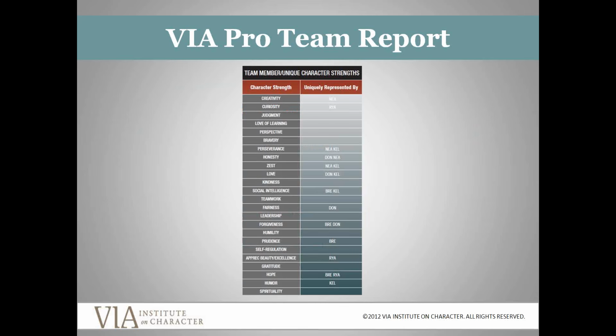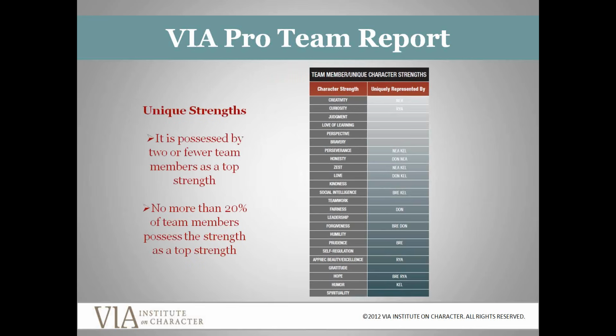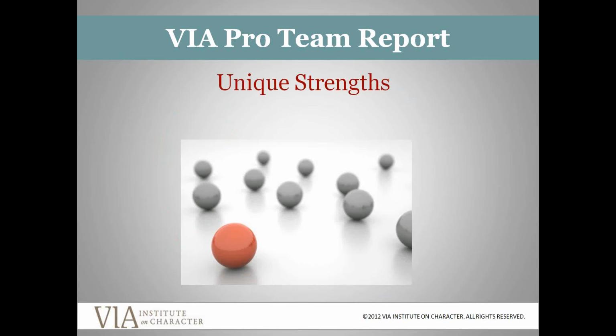Section 3 of the team report offers a special perspective on those strengths that are uniquely held as opposed to commonly held by team members. Not all team members will necessarily have unique strengths, which in this report are defined as being held by 2 or fewer team members, or no more than 20% of team members. When a team member has a uniquely held character strength, it means that the team can particularly look to that person to bring that strength forward strongly.